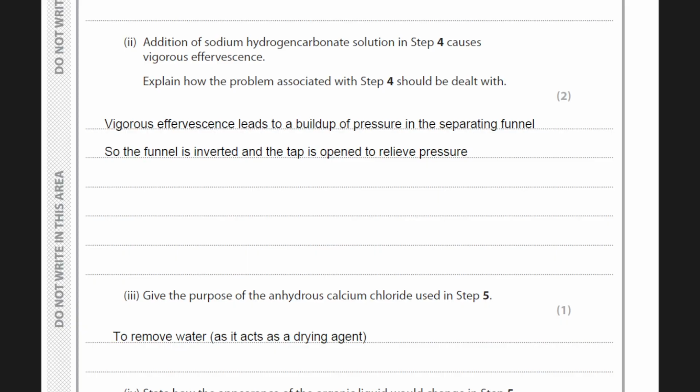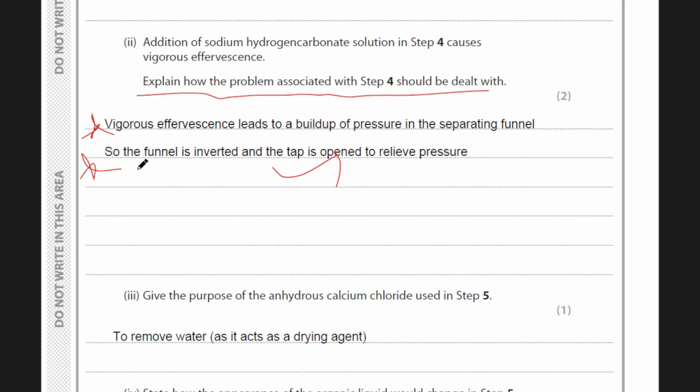Moving on to the next part: addition of sodium hydrogen carbonate solution in step 4 causes vigorous effervescence. Explain how the problem associated with step 4 should be dealt with. Now look, vigorous effervescence leads to a buildup of pressure in the separating funnel. So the funnel is inverted and the tap is opened. This is very much necessary because we have seen this process in a previous question as well.